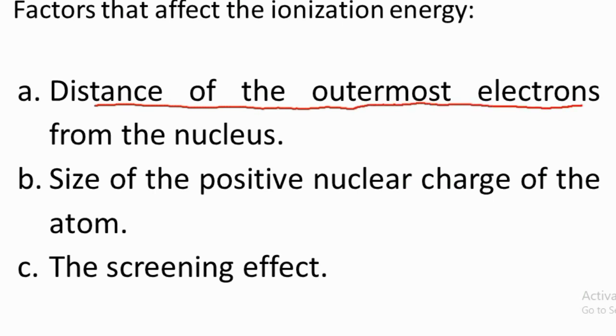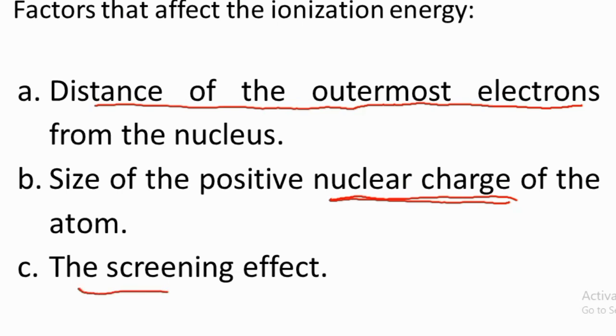So that means you need smaller energy to remove electrons that are far away from their nucleus. Then we say higher positive nuclear charge. That means the greater the nuclear charge, the higher the ionization energy. So you need more energy to remove an electron that is in an atom with a very high nuclear charge.